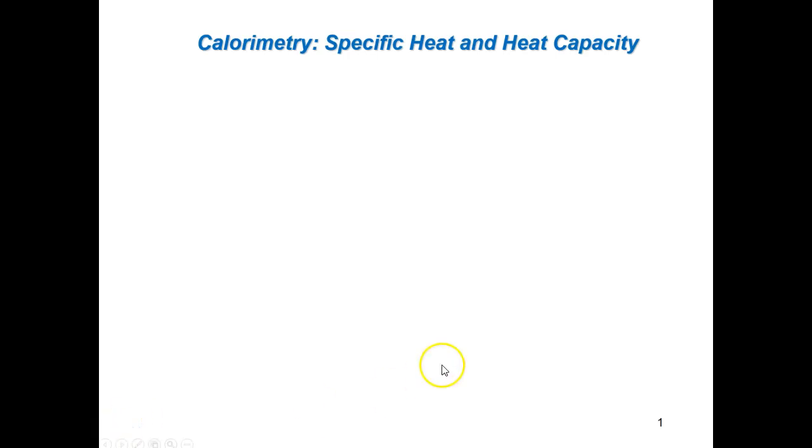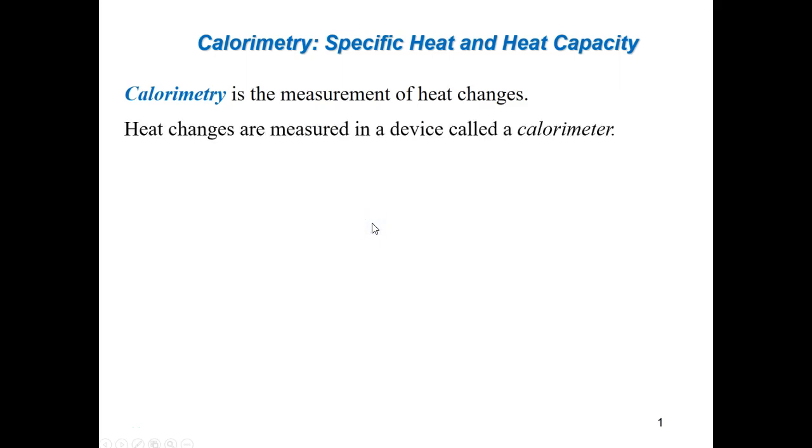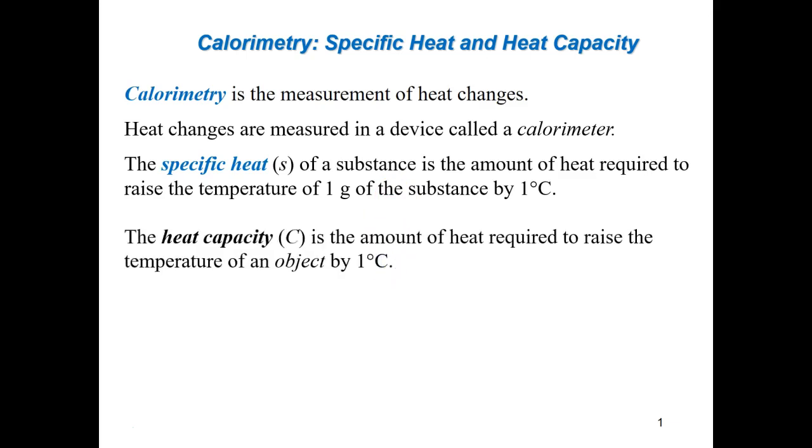We've mentioned calorimetry before, and it's the measurement of heat changes. In the study of calorimetry, we use a device that's called a calorimeter. And we've mentioned before that the specific heat of a substance is the amount of heat required to raise the temperature of 1 gram of the substance by 1 degree Celsius, versus the heat capacity, capital C, which is the amount of heat required to raise the temperature of an object by 1 degree Celsius.